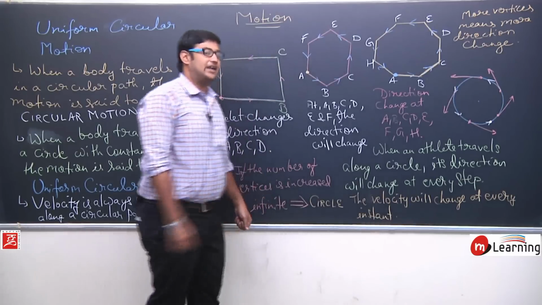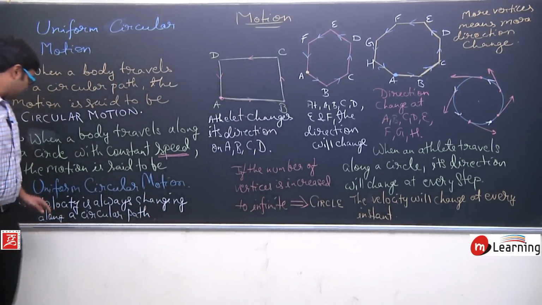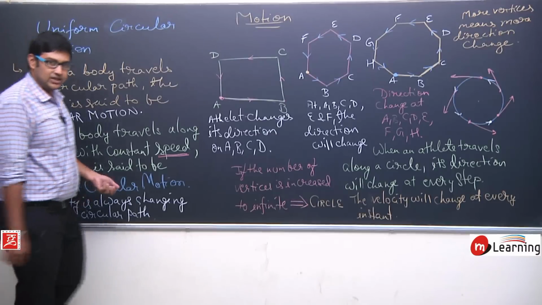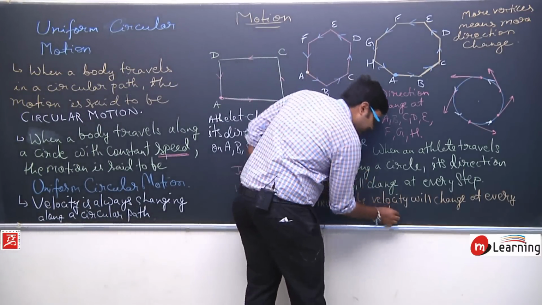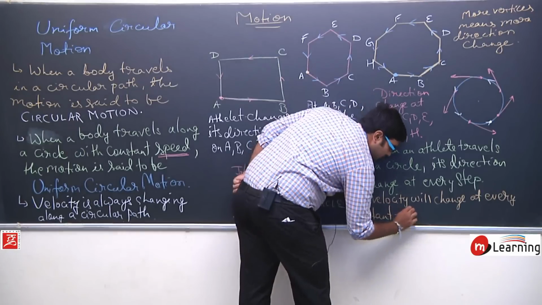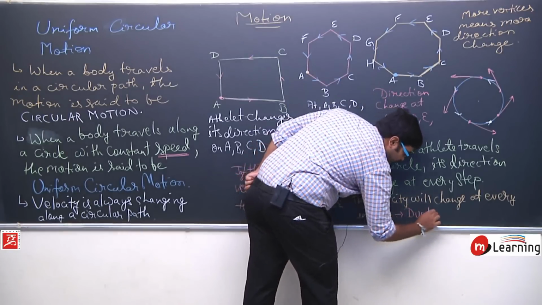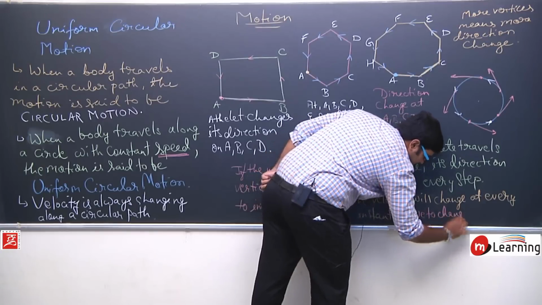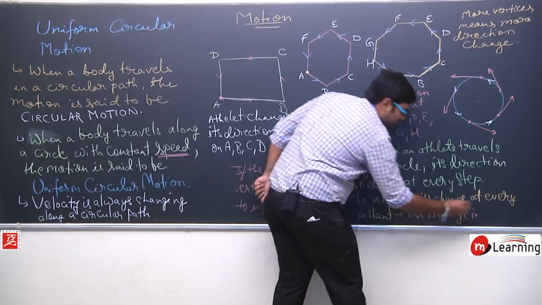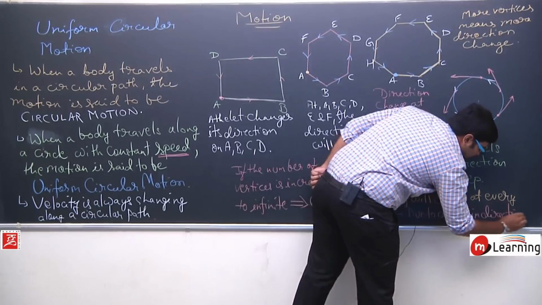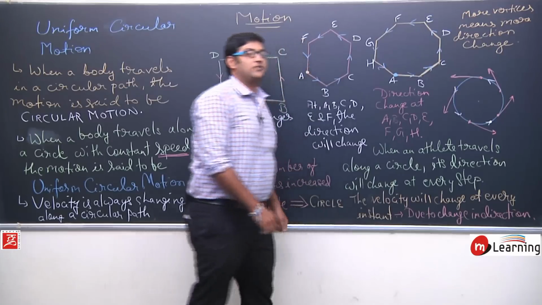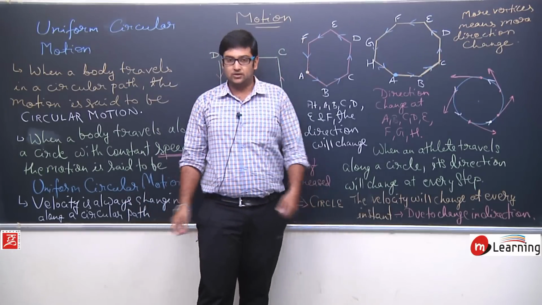The velocity will change at every instant. So velocity is always changing along a circular path. The reason for this statement is due to change in direction. Due to change in direction, this particular phenomenon will happen.